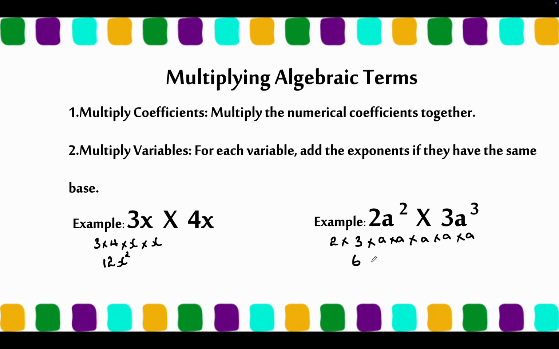So it would be a to the 5th power, or if we just went ahead and added 2 plus 3, adding the exponents, it would give us 5 just the same.